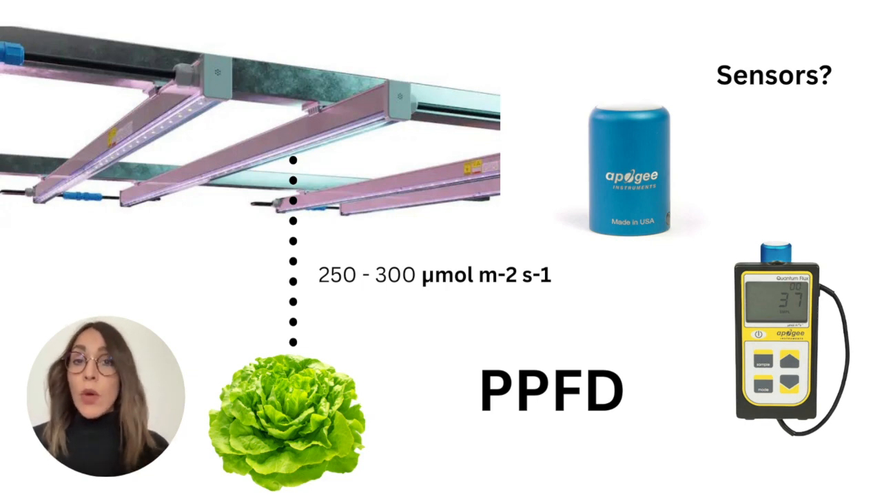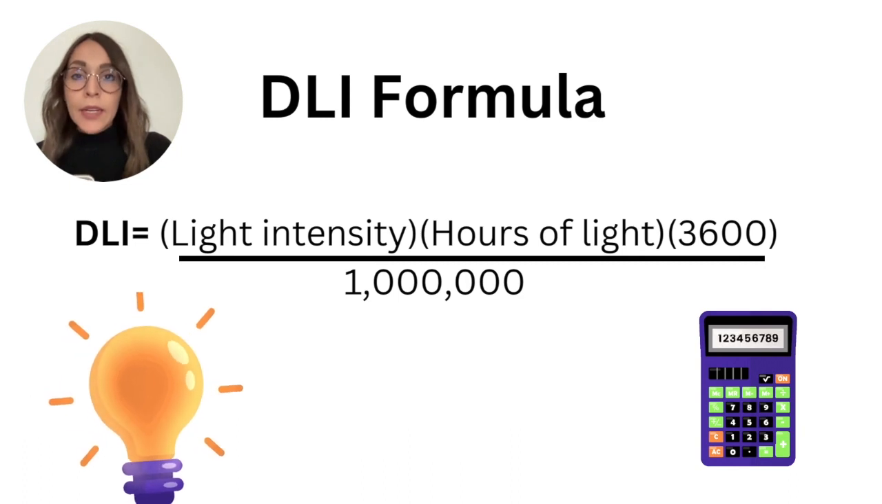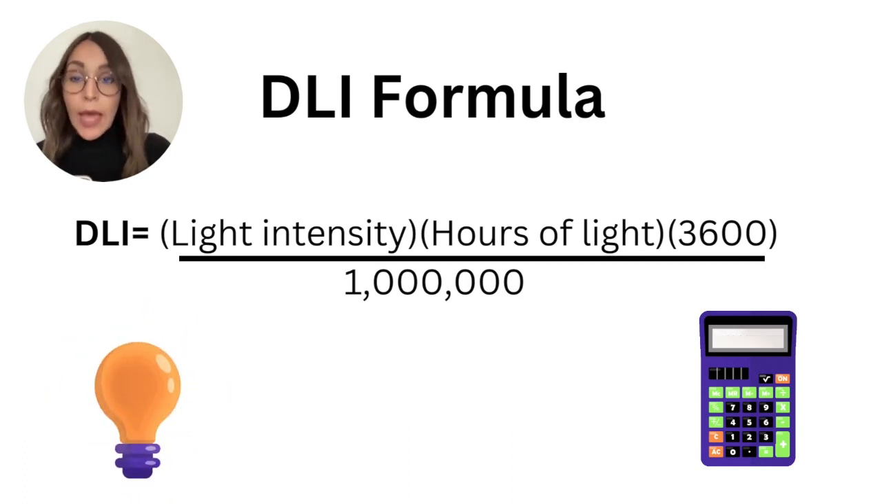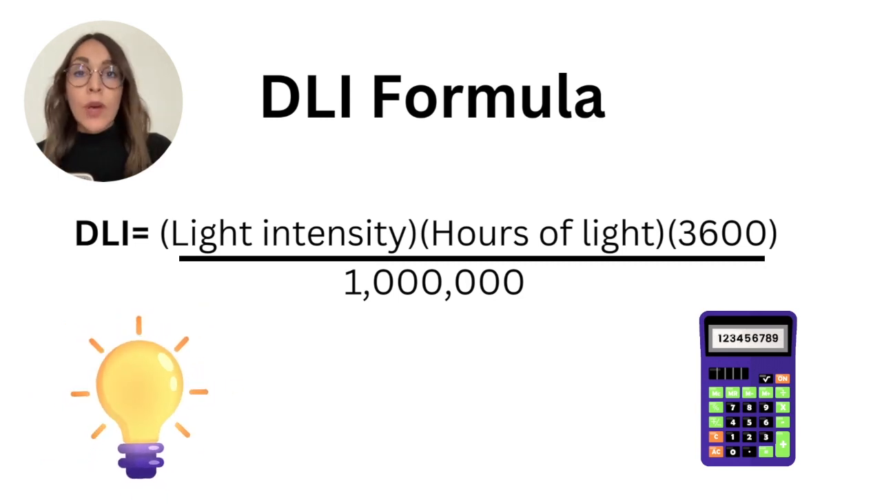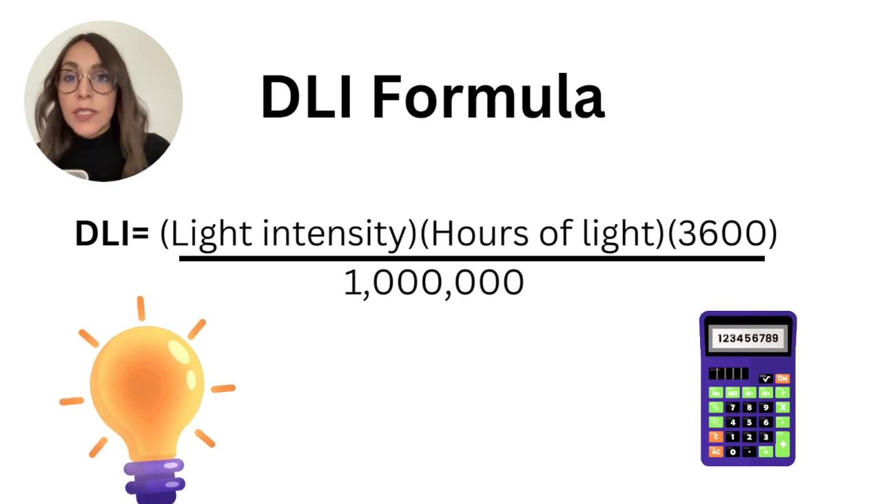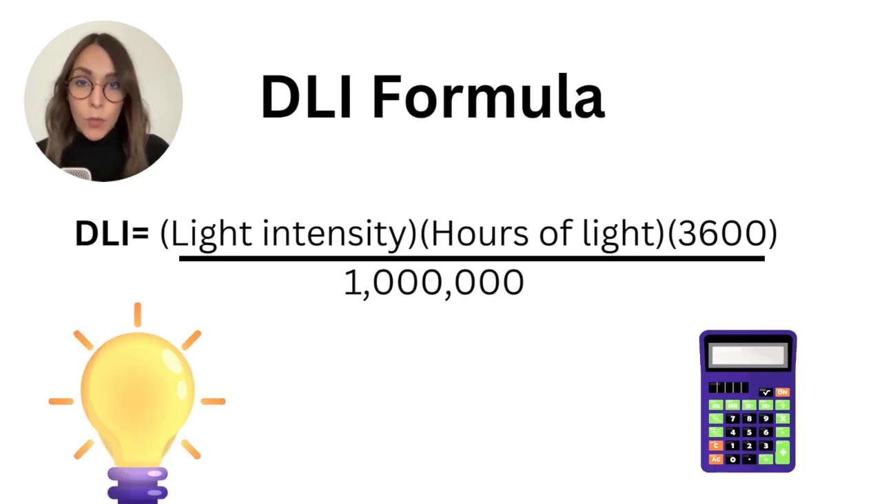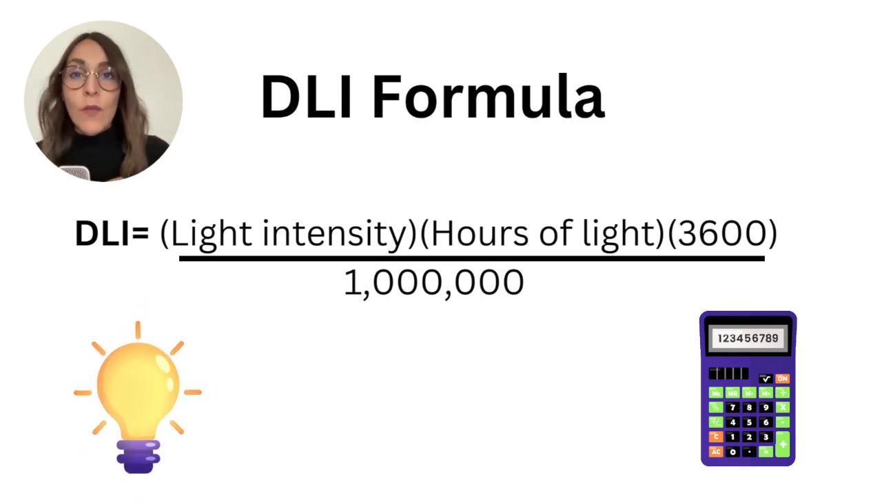So now that you have the exact PPF, or the average PPF, on your system, we can calculate DLI. How do we calculate DLI? Here we have the DLI formula. Actually, this formula can also be used in different ways to calculate, for example, the number of hours to deliver a specific DLI. So you can play around with this formula. But for right now, let's focus on the calculation of DLI.